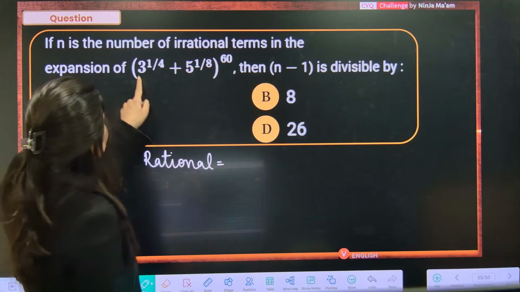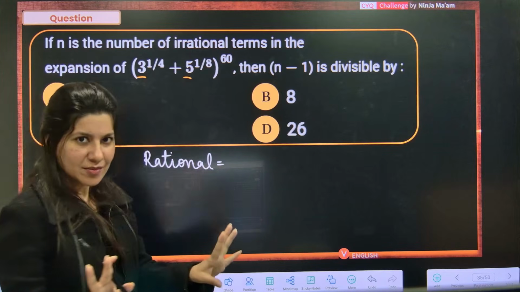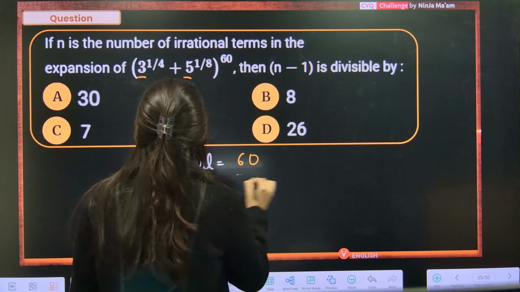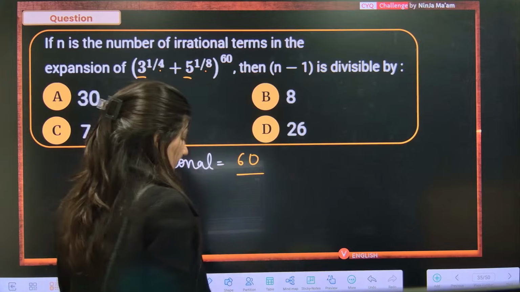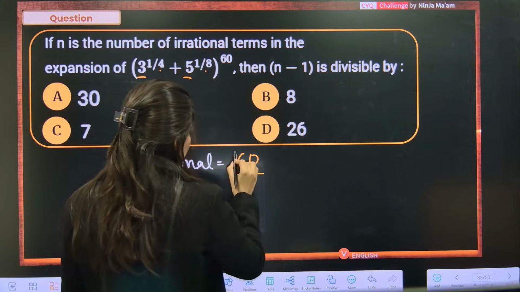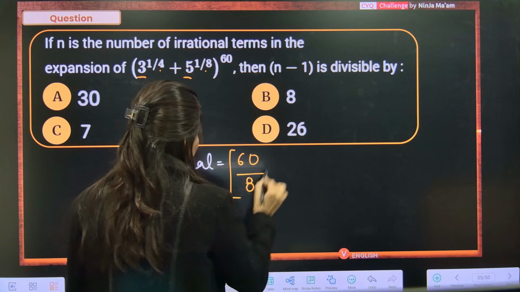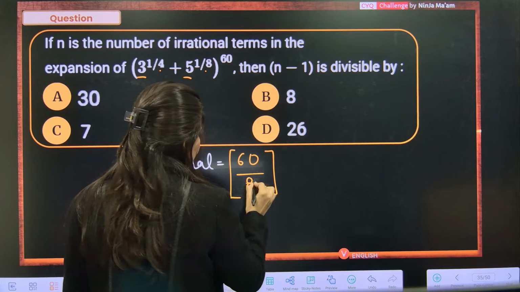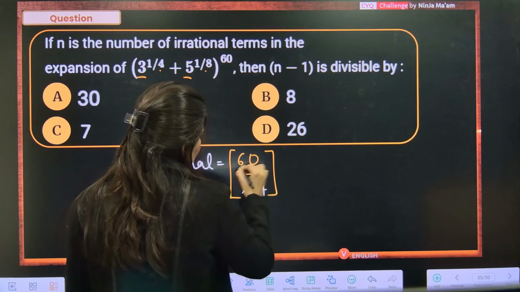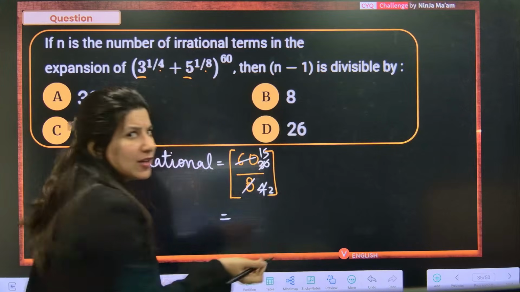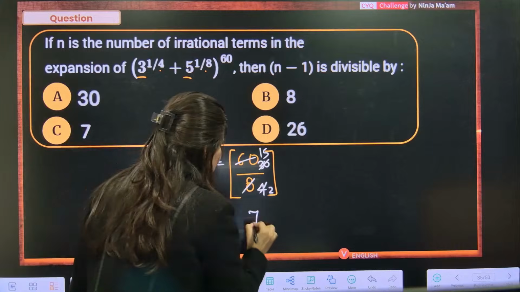Again, can you see 3 and 5 are prime numbers? Yes, good to go. We can apply. So this is 60 upon 4 and 8. LCM of 4 and 8 is 8. And you know what? You have to take the GIF. So this is going to be 4, this is 30, in fact 15 by 2. 15 by 2 is 7.5. So this is just 7.